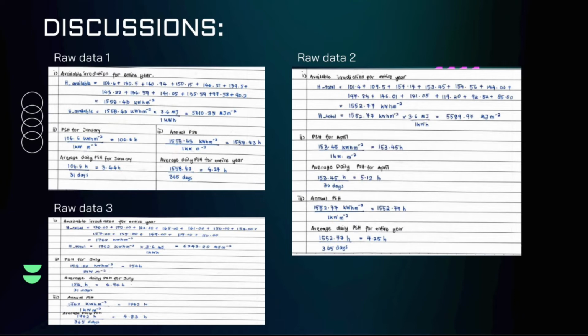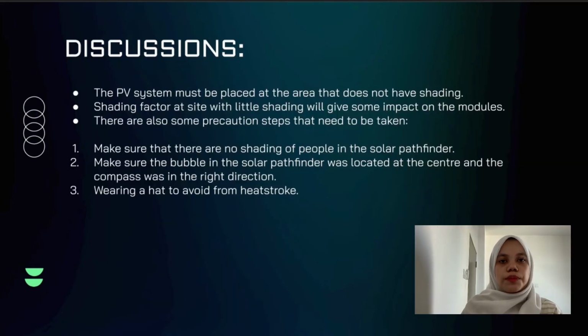So, this proves the larger the value of shading factor, the lower the solar irradiation of each month. Due to no shading involved in raw data 3, the energy efficiency of the PV panel increases, since even little shading has a big impact on the modules by blocking the sunlight. The PV system must be placed at a site that has a lower percentage of shading. This is because shading factor can give a significant impact on the module.